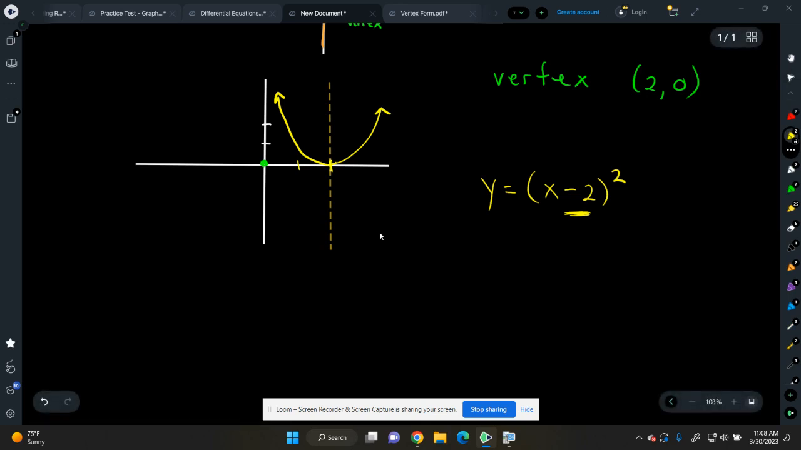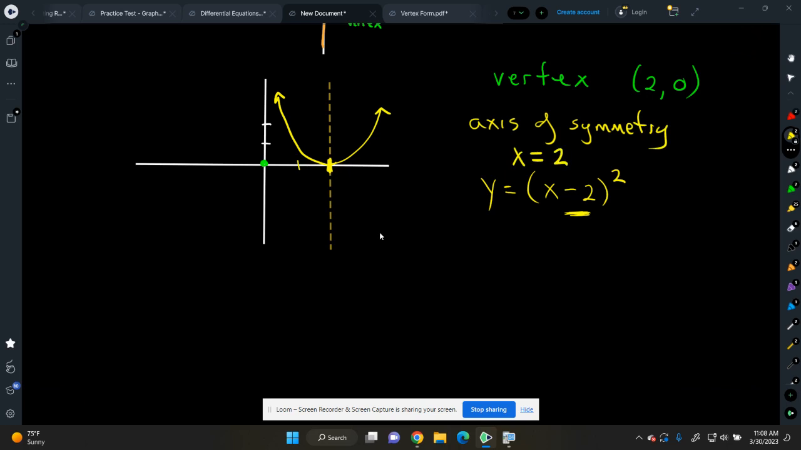So what value is it going through there? 2. Is that an x or a y? It's an x. Your axis of symmetry will always be x equals some number. And in this case, it is 2. That's my axis of symmetry, and I've identified my vertex. That's your answer. For now, yes, we're baby steps here, right?